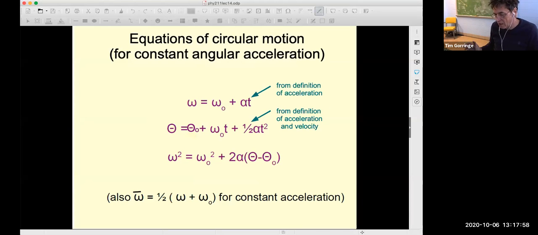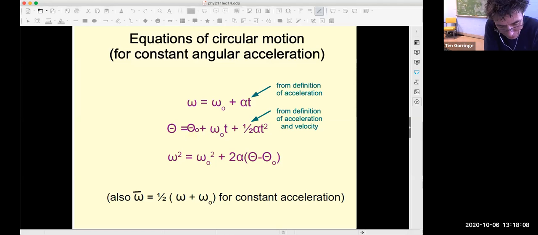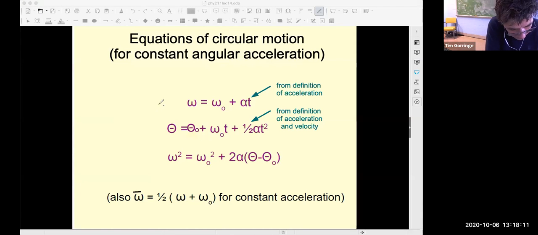And here are the Charlie's Angels of rotational, circular motion. The same set of equations. So this one upstairs here relates the final angular velocity to the initial angular velocity, the angular acceleration and the elapsed time. And it just comes out of the definition of angular acceleration.